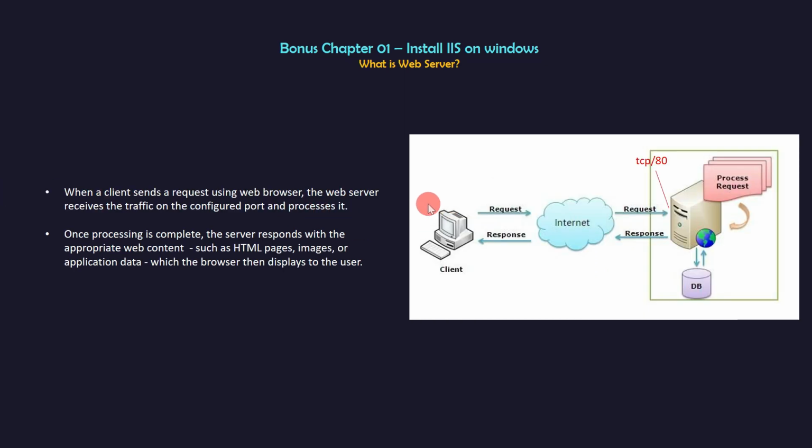When a client sends a request using web browser, the web server receives the client traffic on the configured TCP port and then process it. Once the processing is done, the server responds with the appropriate web content, such as HTML pages, images, or application data, which the browser then displays to the user.